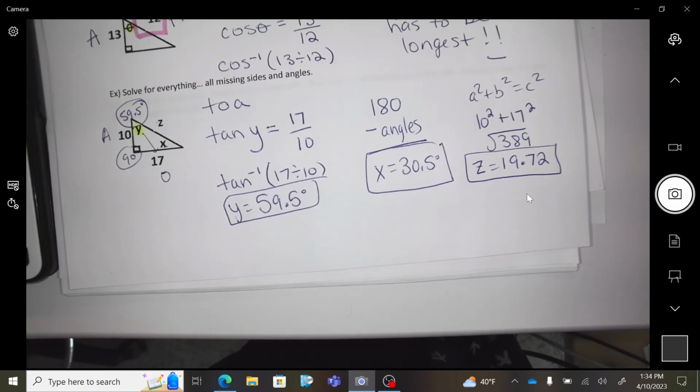So usually, I should tell you this, my rounding rule is everything is usually 2 decimal places, but I will go 1 on angles.